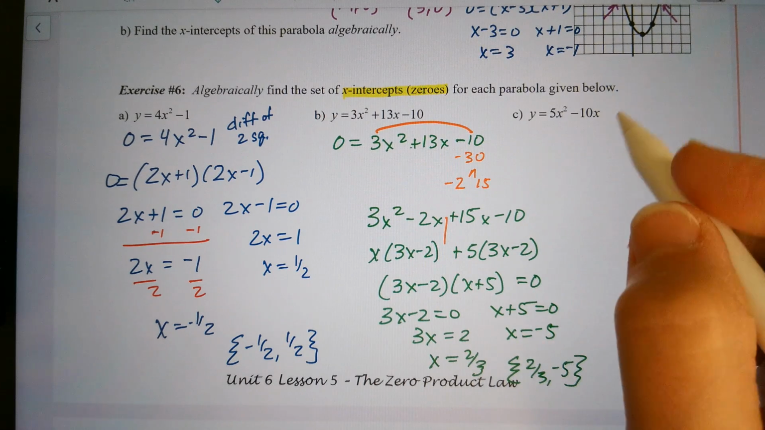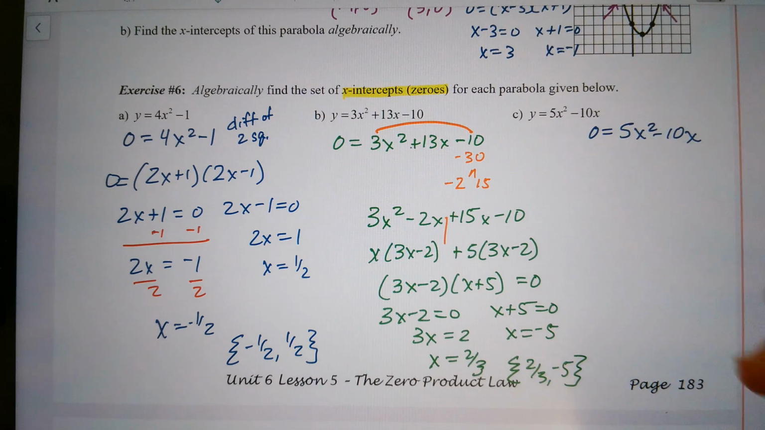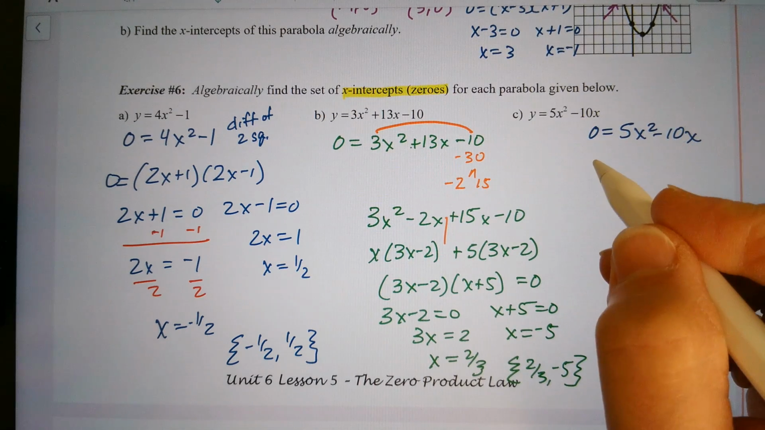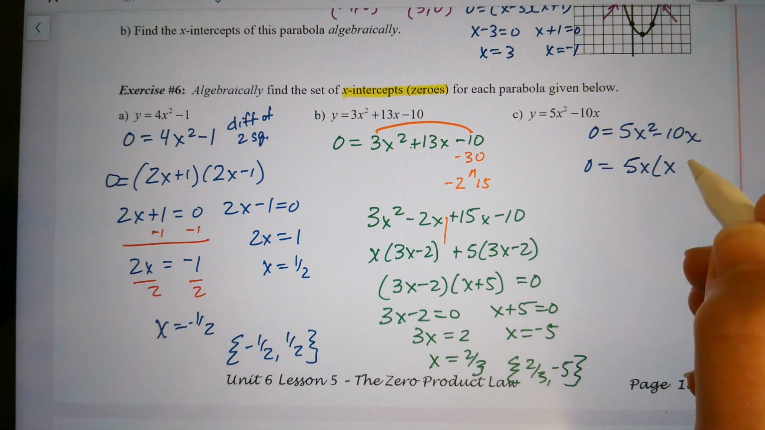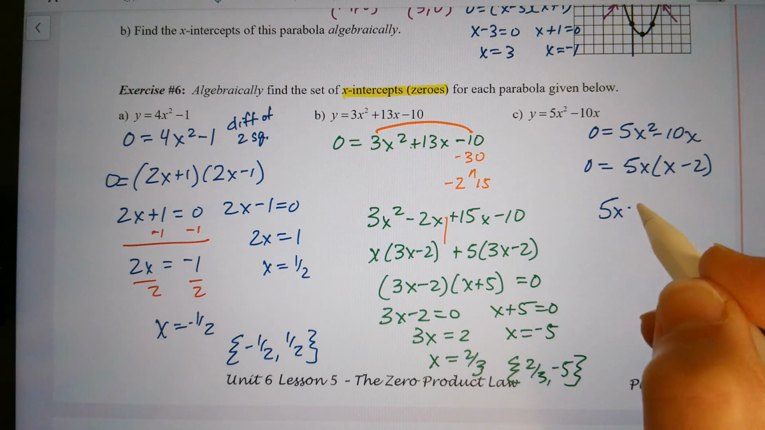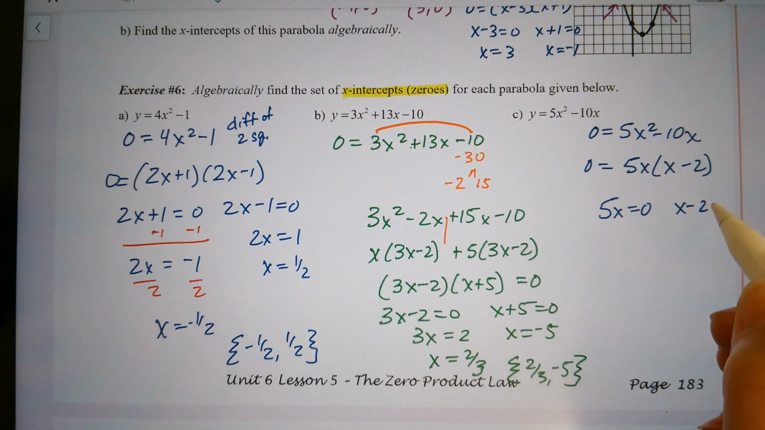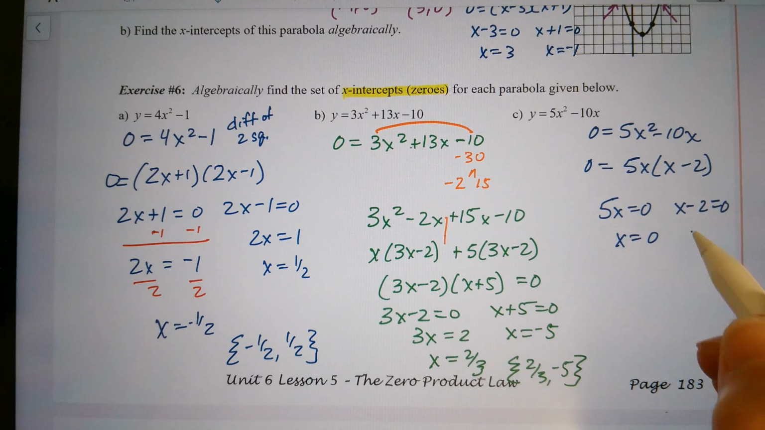And our last one, 0 equals 5x squared minus 10x. GCF of 5x. Set each factor equal to 0. Dividing by 5, adding 2.